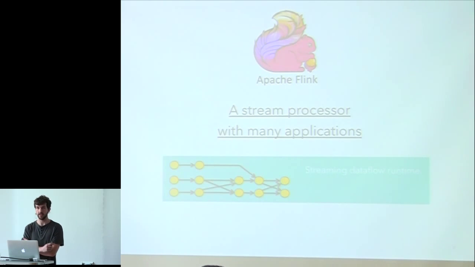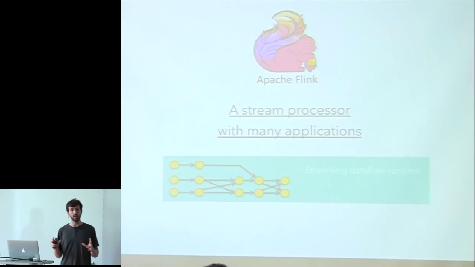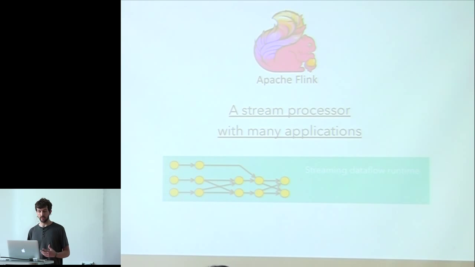So, having said that, what really is Apache Flink? If you break it down and try to simplify it as much as possible, you could call Apache Flink a stream processor, with which you can realize a lot of applications. At its heart, we have the streaming data flow runtime, which interprets all the programs you write as a data flow graph and runs it in a distributed streaming fashion.